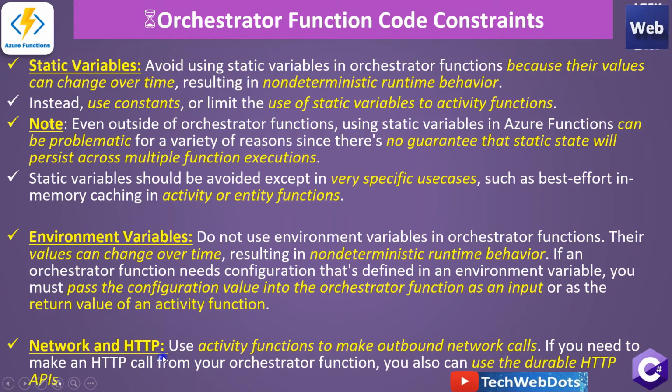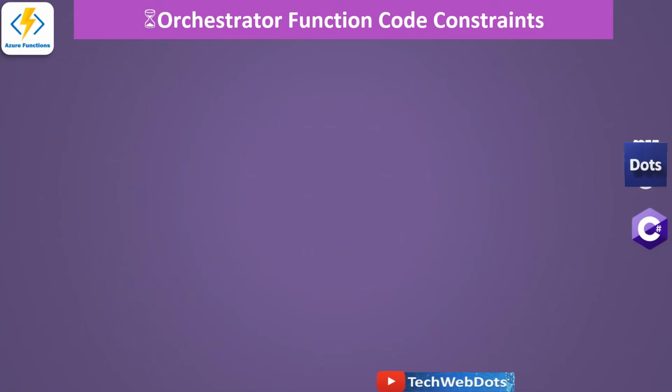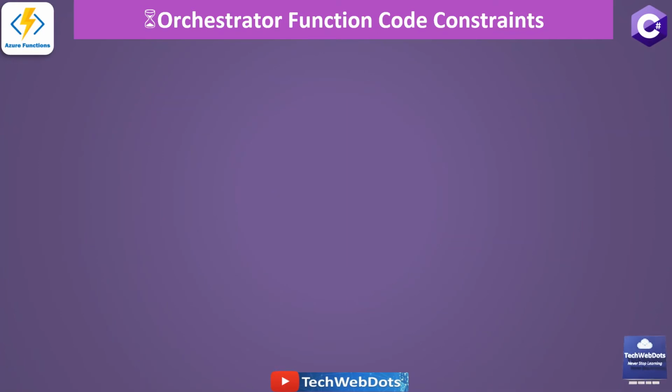Network and HTTP: use activity functions to make outbound network calls. If you need to make an HTTP call from your orchestrator function, you also can use the durable HTTP APIs. I've already discussed this pattern in my previous recorded videos, so I strongly recommend you check out the playlist link which is given in the description of this video.